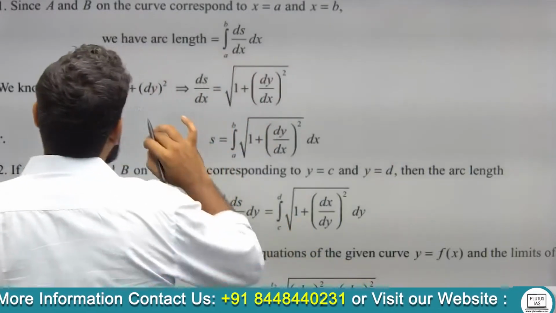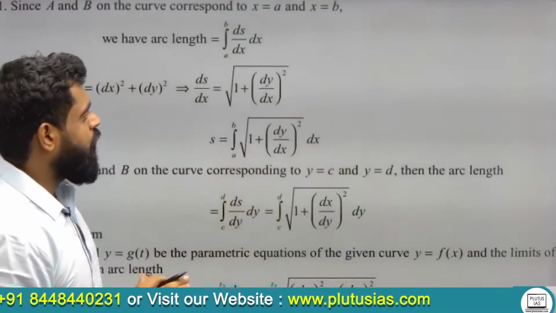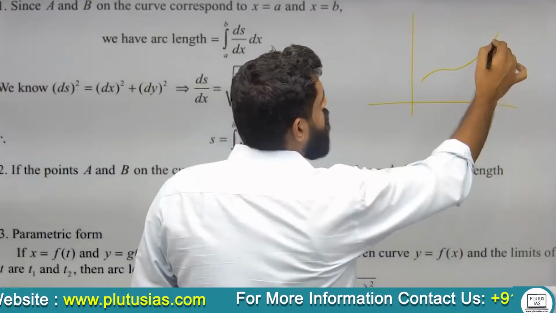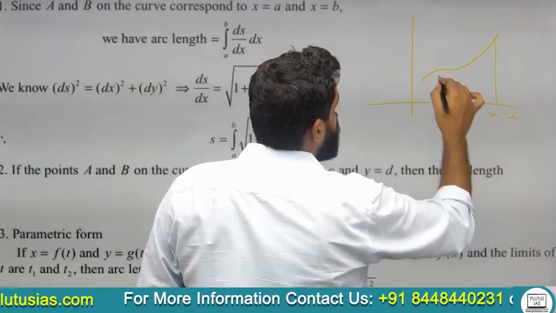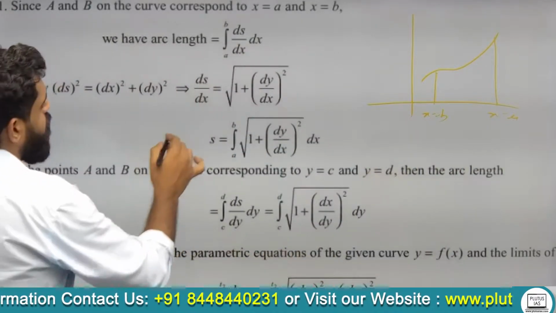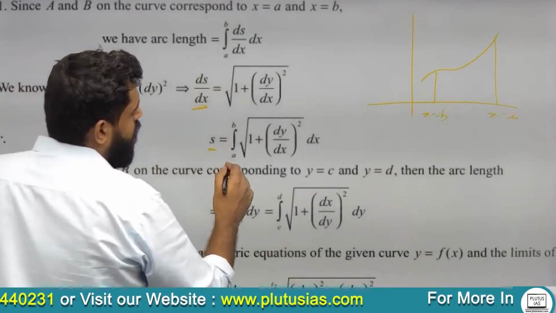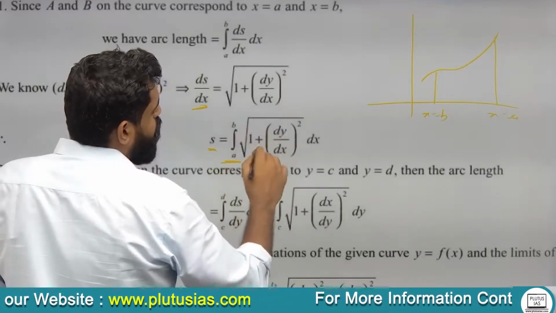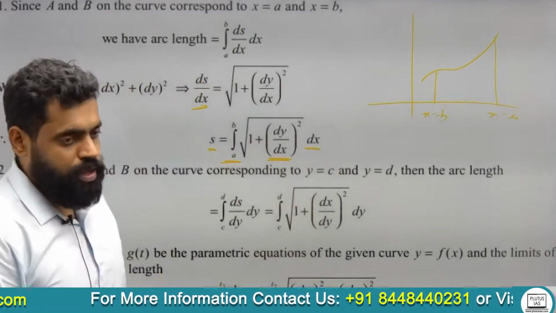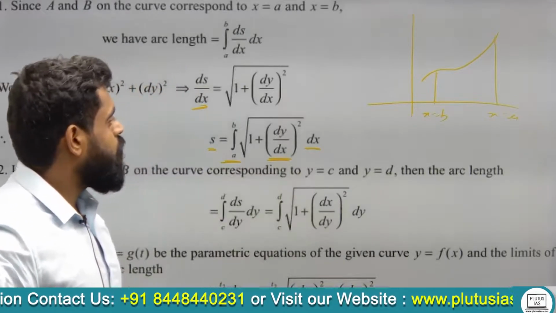So the length of the curve. There's this clear formula you have to understand: if you have to calculate the length of this arc from x equal to a to x equal to b, the clear-cut formula would be ds by dx, where s is the length of the arc, or s is equal to integration a to b under root 1 plus (dy by dx) whole square dx. This is the length of the arc.